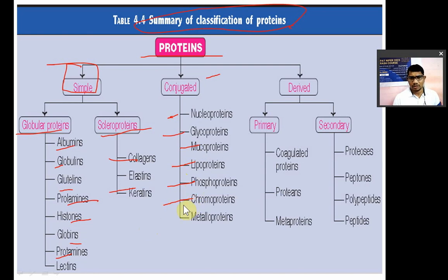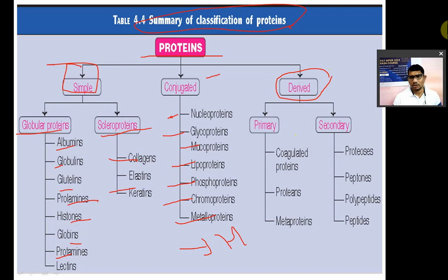Chromoprotein है ना यहाँ पे. Metalloprotein is complex of protein with metal. जैसे for example hemoglobin. What is hemoglobin? It is a metalloprotein because in that you have ferrous ion. Now derived proteins are nothing but the derivatives obtained from simple or conjugated proteins.